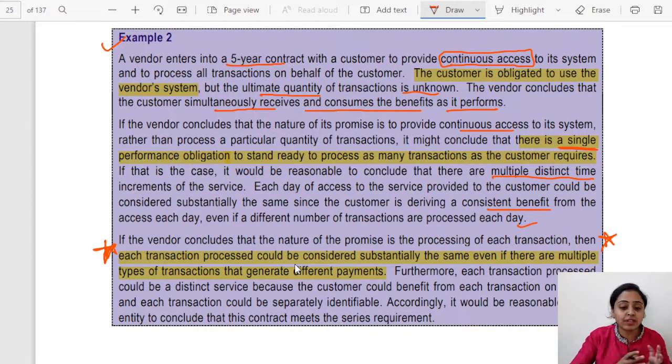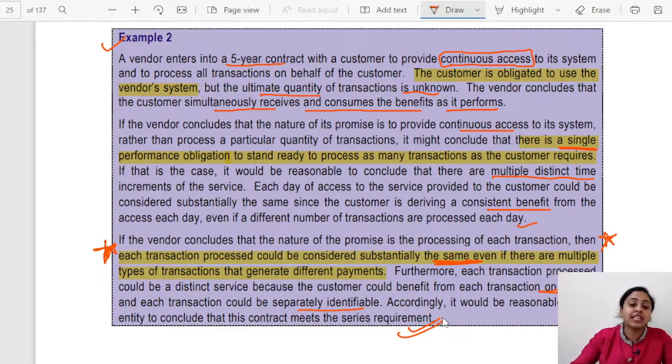These are similar. They could be considered substantially the same, even if there are multiple types of transactions that generate different payments. Why different payments? Because at the end of the month, periodical payments are there. Furthermore, each transaction processed could be a distinct service, because the customer could benefit from each transaction on its own, or it could be separately identified. Accordingly, it would be reasonable for an entity to conclude that this contract meets the series requirement.